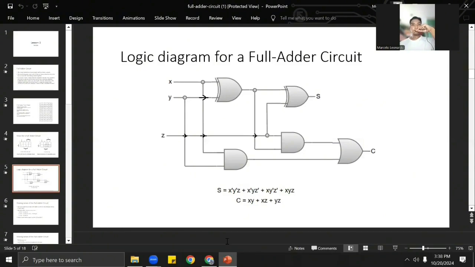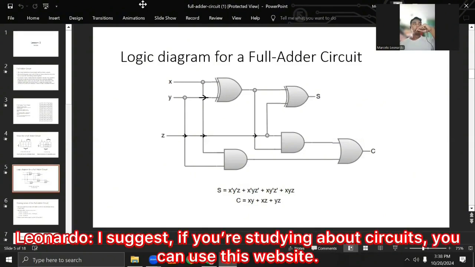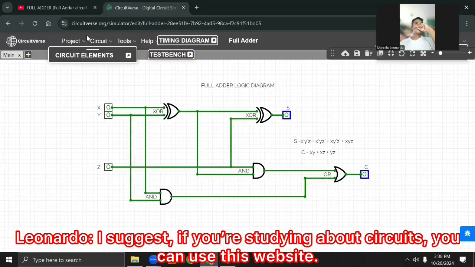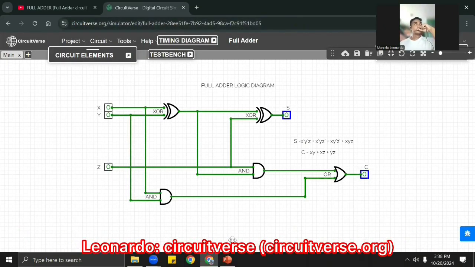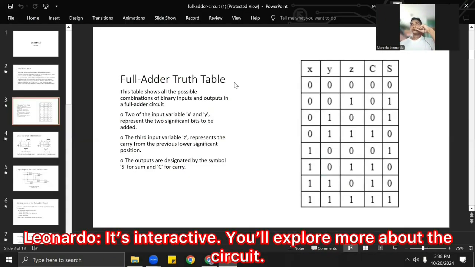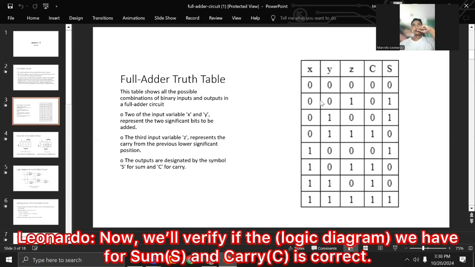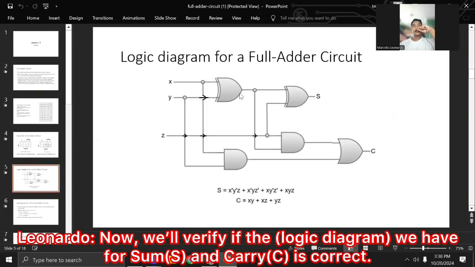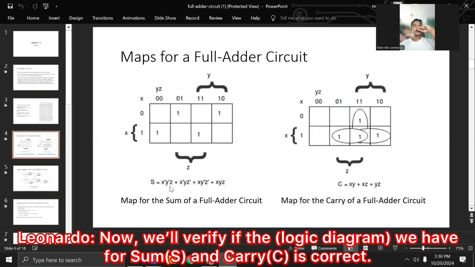Ngayon, I suggest if you're studying circuits, you can use this website, Circuitverse. Mas interactive siya. Mas ma-explore nyo yung circuit. Ngayon, verify lang natin kung tama ba tong diagram na na-derive natin using itong sum and carry na map.